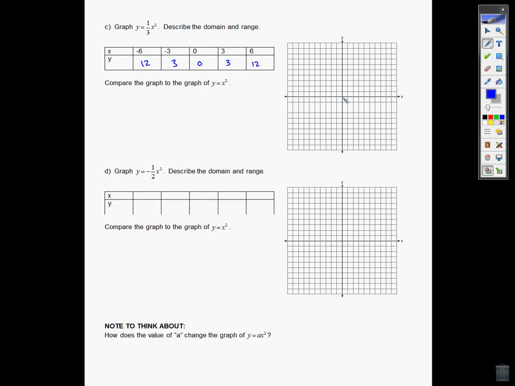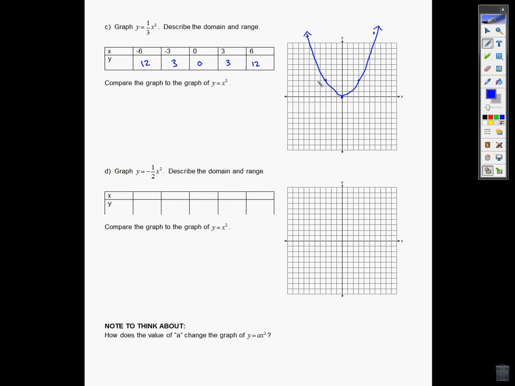Now let's plot some. I get 0, I'm going to go 1, 2, 3, and up 1, 2, 3. I'm going over 1, 2, to 6, and then up 3, 6, 9, whoa, all the way up here. And again on this side. There and there. Trying to draw a nice curve. Hey, that one wasn't that bad.